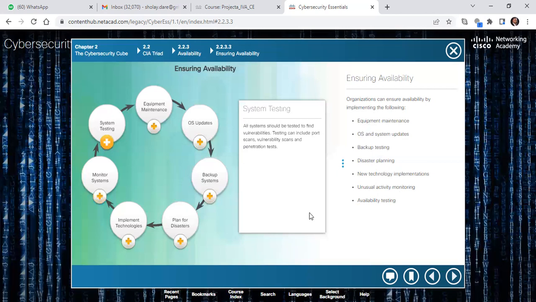Then we have the last one, which is the system testing. Okay, availability testing. You must always test all the time. All systems should be tested to find vulnerabilities. Always test your system to know that, okay, nothing is coming out of the system. Nothing is happening that is not supposed to happen. Okay, so testing can include port scans, vulnerability scans, and penetration tests as well. All right. So that is how to ensure availability.